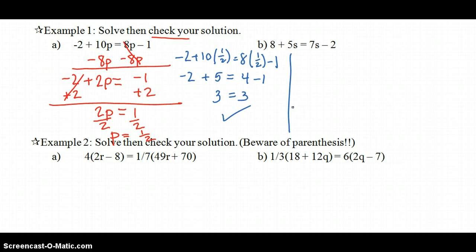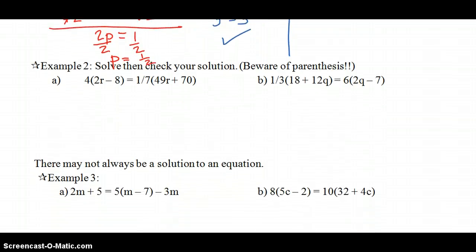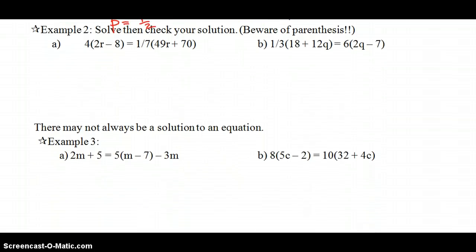Okay. I'm going to let you attempt example B on your own. Now let's move on down to example 2. It says solve and then check. And beware of parentheses. Parentheses are your friend, but if there are a variable and a constant within parentheses, you can't combine them. So in this problem, 4 here needs to be distributed to everything inside the parentheses. 1/7 needs to be distributed to everything inside parentheses, because these are not like terms, we cannot combine them.